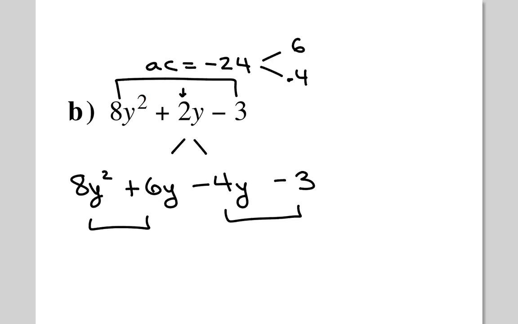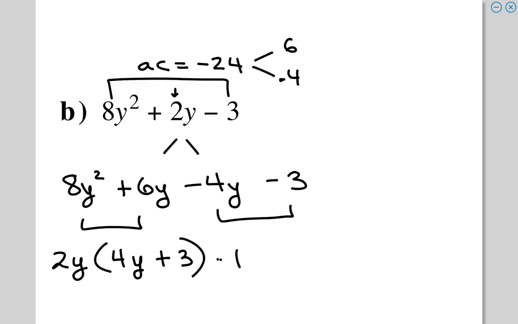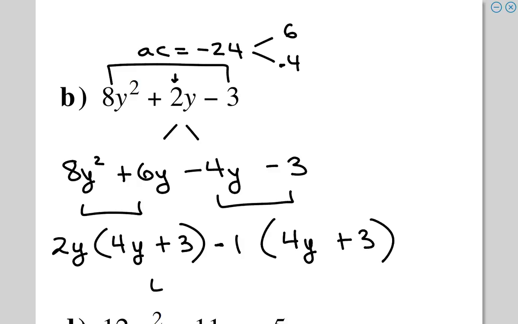Out of the first pair, you could take 2y. You get 4y plus 3. Now I see 4y and 3 on the other 2 terms, so I'm pretty happy right now. The only thing is that they're off by a sign, so factor out a negative 1. The numbers stay the same, but the signs will switch. Now that they have that common 4y plus 3, take that out, and you have 2y and a minus 1.